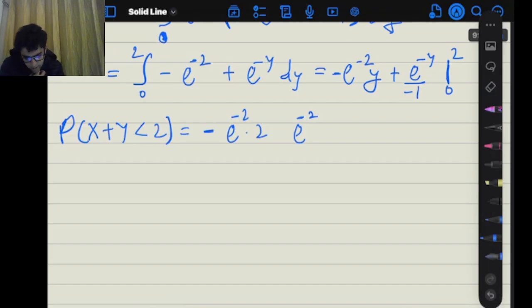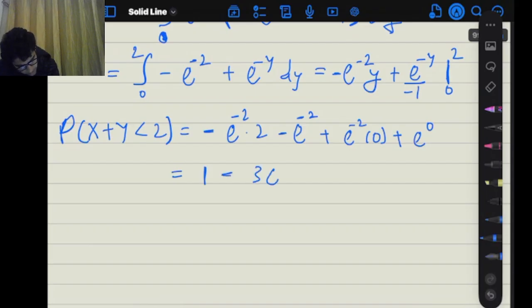Now this is negative, right? E to the power minus 2 and e to the power minus 2y, and e to the power minus 2 into 2, e to the power minus 2 minus 1, and positive e to the power minus 2 into 0, positive e to the power 0. So this gives me 1 minus 3 e to the power minus 2.